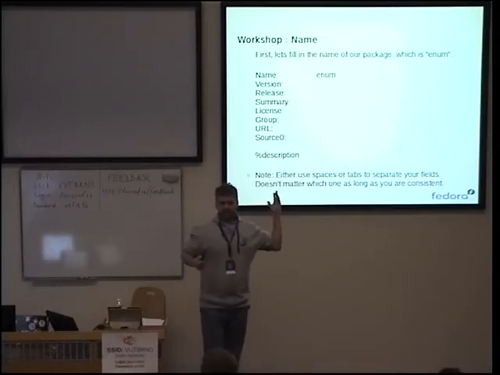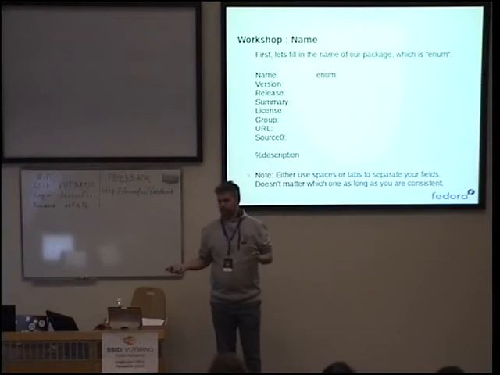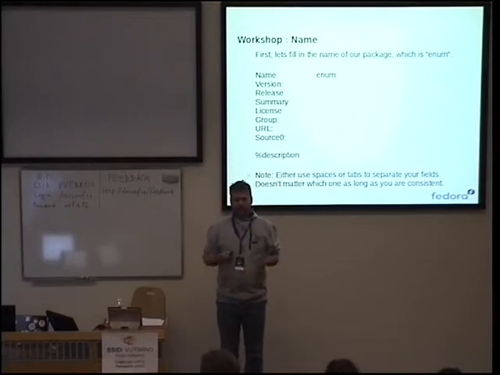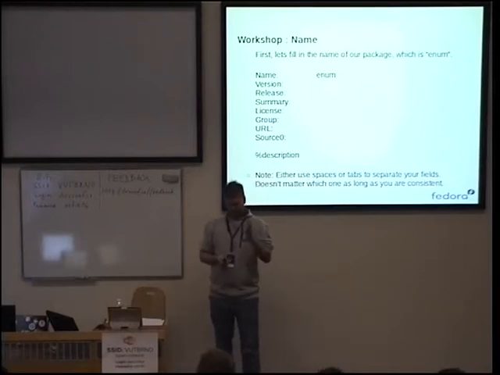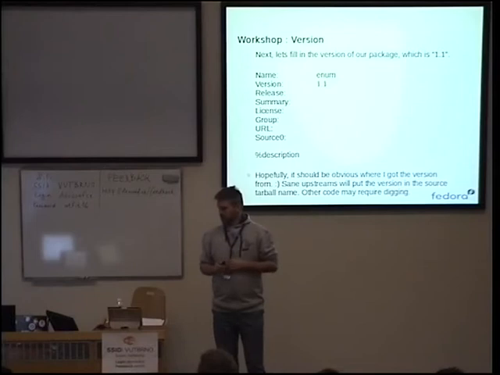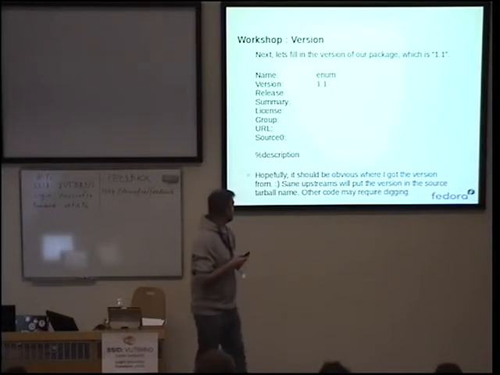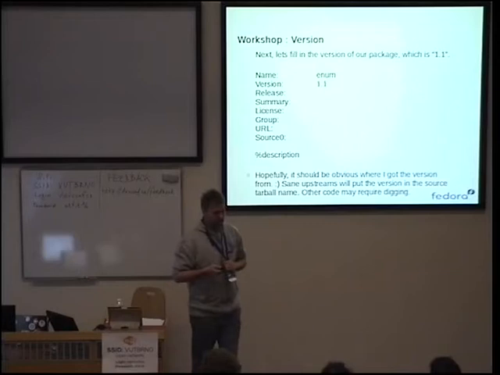Okay, first is the name. So we are creating a package for the enum software, so we will put there the enum name. Again, for various software, there are guidelines on how to name it. For example, Python modules are in Fedora named python- and the name of the module, similar for Ruby, Perl modules, etc. But I will leave it up to you to study that in the Fedora guidelines. Version. We are packaging version 1.1, so we will put there 1.1. This is hopefully obvious.